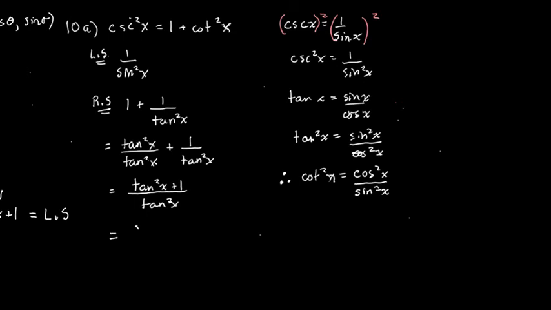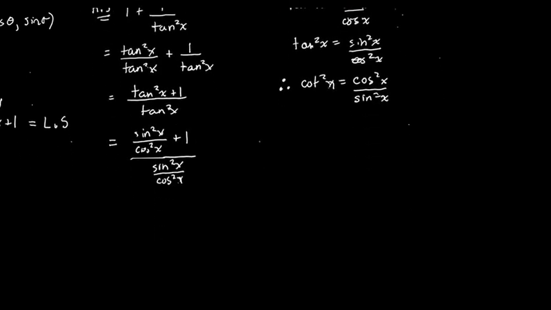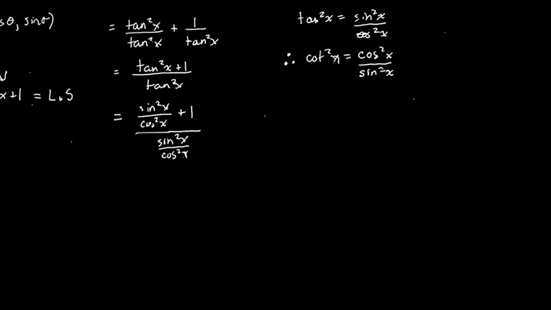Tan squared is the same as sine squared x over cos squared x. So I can show you that sometimes when you get off on a tangent, you can still get back into focus. It just means you're doing maybe a little bit more work than the person beside you. So I've turned tan squared x into sine squared x over cos squared x.